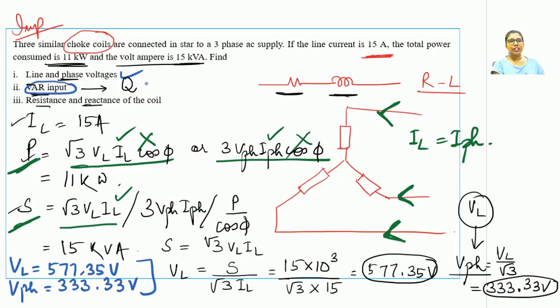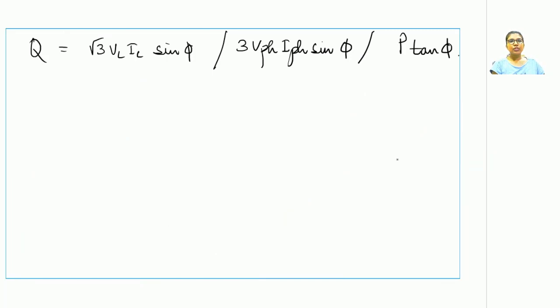VAR is the reactive power. There are three expressions for reactive power. Let me write down that first. So these are the three sets of expressions using which the reactive power can be computed. And in all the numericals I have used this expression. However, currently for this numerical I am not aware of this value of phi.